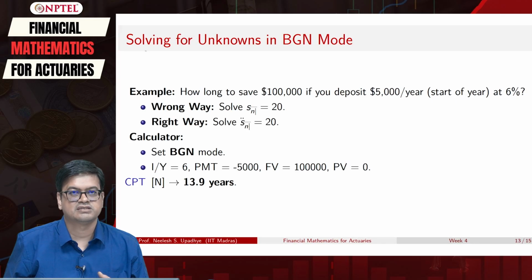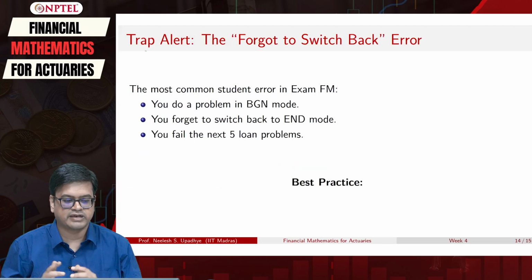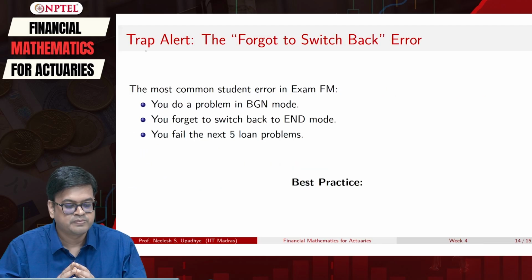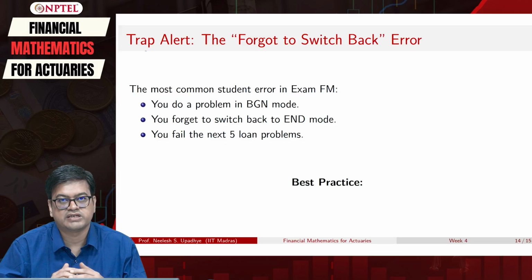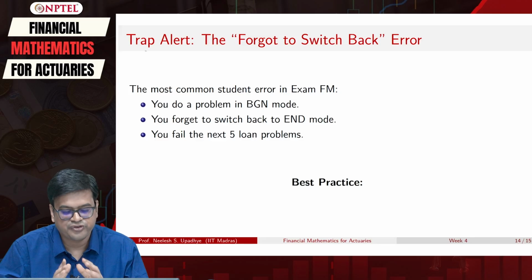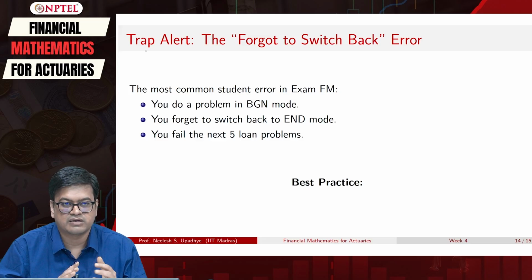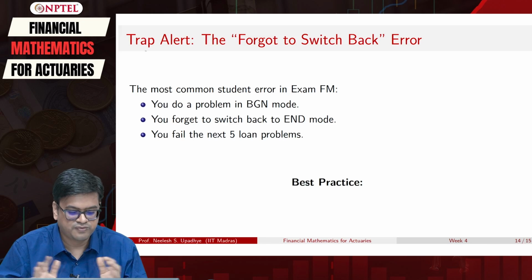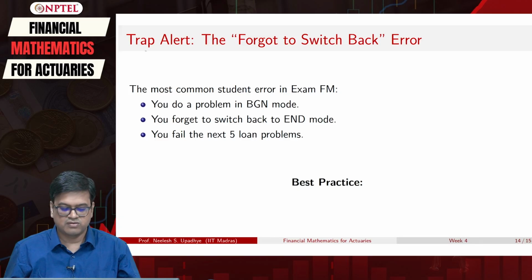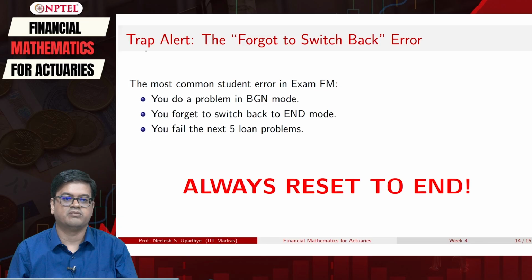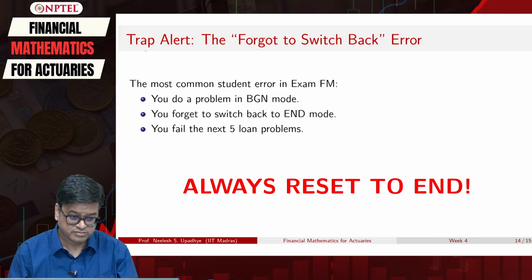So this brings us to the last slide, the trap. Whenever you are in BGN mode, you always switch back to the END mode. I have already demonstrated that anytime you are doing this, you have to clear the TVM, and if you fail to do that, any loan problem that comes to you where you have to pay in an immediate manner, you will fail in solving that problem. So the best practice is always to reset to the END mode.